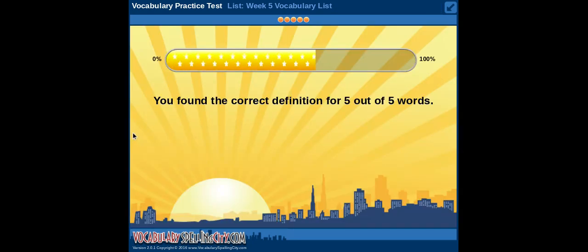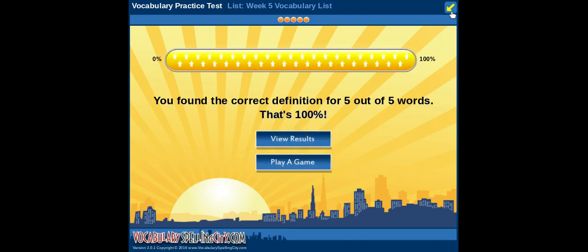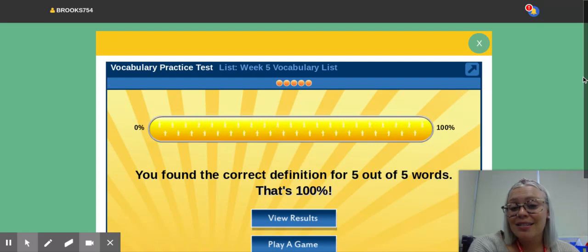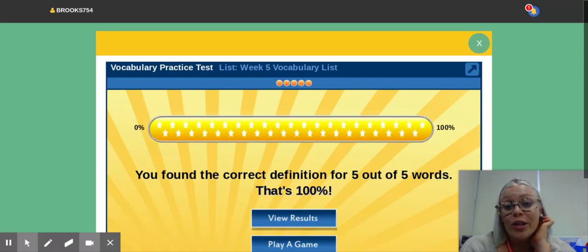You found the correct definition for 5 out of 5 words. That's 100%. Good job. Thank you. So that was just a little practice test. I hope that you followed along with me and that you tried to answer as if it was your real test. If you noticed that you missed a couple, that's okay. Now you have time to look over those words and practice them some more before you take the test on your own. So good luck.